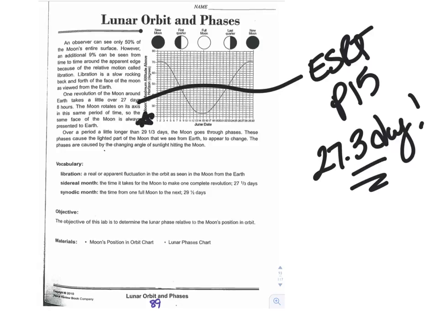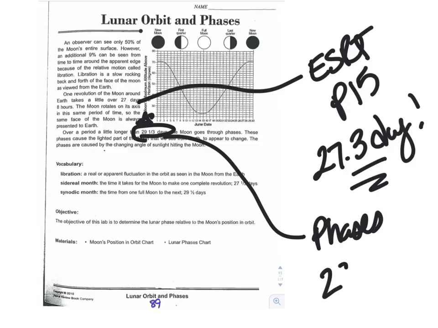Over a period a little longer than 29 and a third days, the moon goes through phases. These phases cause the light part of the moon that we see from Earth to appear to change. The phases are caused by the changing angle of the sun hitting the moon. And so this number right here is also very important. To go through phases, it takes 29 and a half days. So what you have are two different numbers. Both are really important, however, both can be mixed up. So I want you guys to remember that you can go to your Earth Science Reference Table to figure out the period of revolution for the moon. But when it comes to a full set of phases, we want to remember that it takes about a month. So think of a month. And that's how long it takes, about 30 days, to go through a full set of phases.